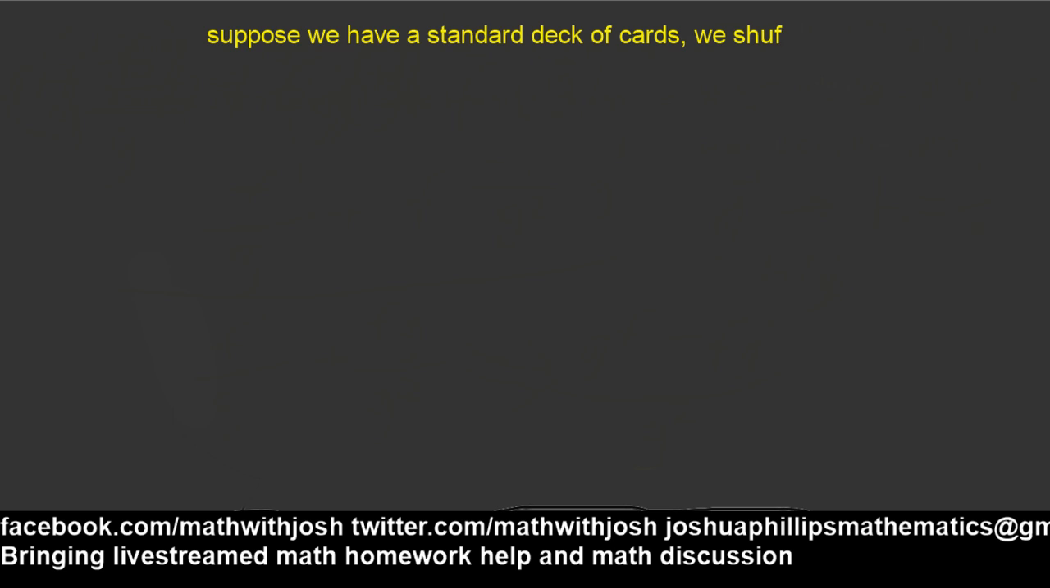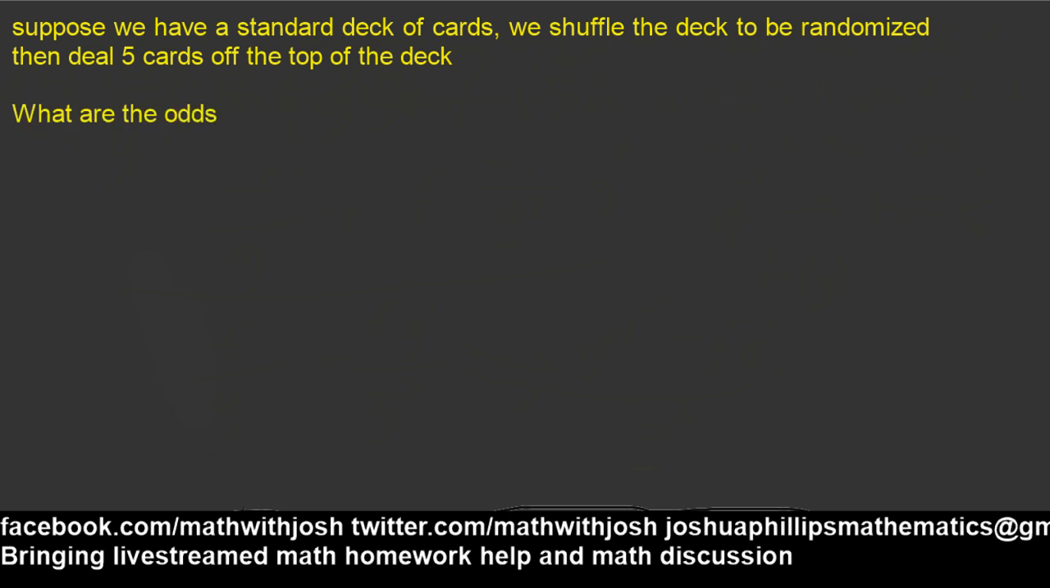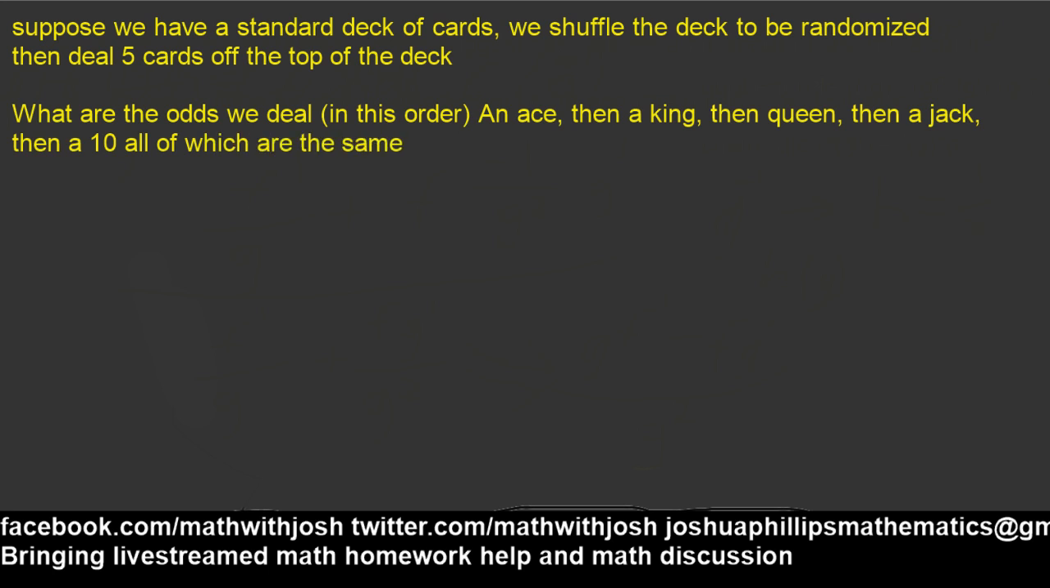We shuffle the deck to be randomized. Then deal 5 cards off the top of the deck. What are the odds we deal, in the order I'm about to give you, an ace, then a king, then a queen, then a jack, then a 10, all of which are the same suit?